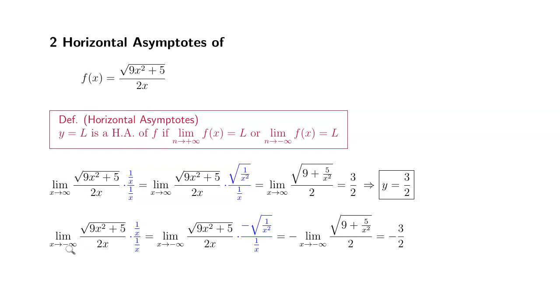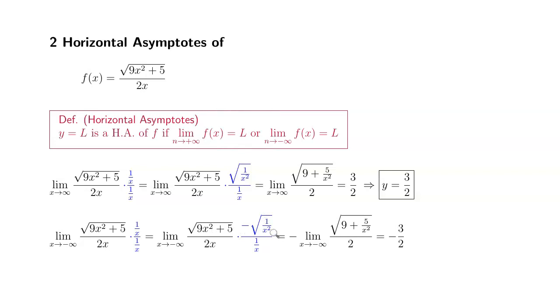Since x is approaching negative infinity, which means x is negative, then 1 over x is also negative. But we cannot replace 1 over x by just the square root of 1 over x squared, because the square root of 1 over x squared is positive. So we have to put a negative sign in front so that we have the correct sign. Then we can multiply them out. 2x divided by x is 2. So put this negative sign right in front and put 1 over x squared inside.